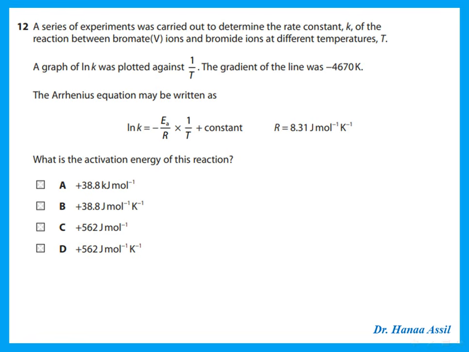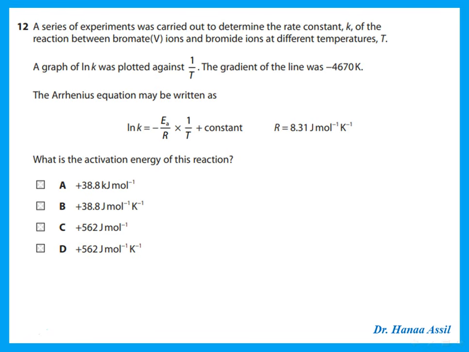Are we following? Okay. The next question says a series of experiments was carried out to determine the rate constant K of the reaction between bromate ions and bromide ions at different temperatures. A graph of ln K was plotted against 1 over T, and the gradient was this. The Arrhenius equation may be written as this.